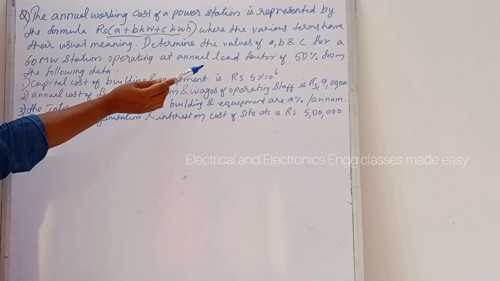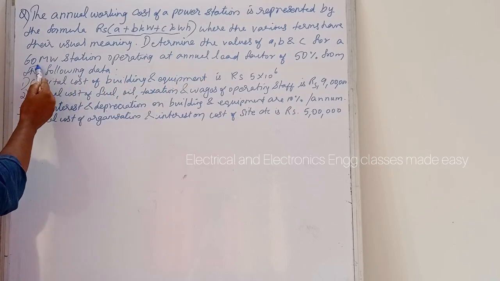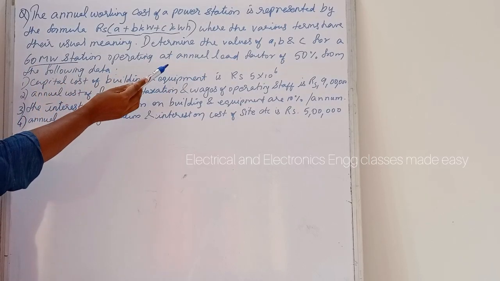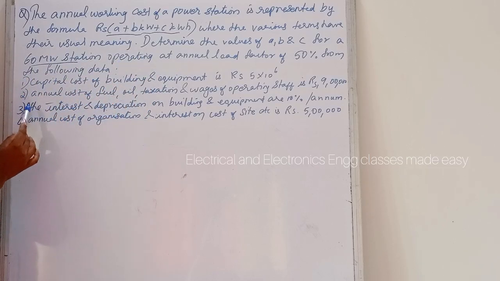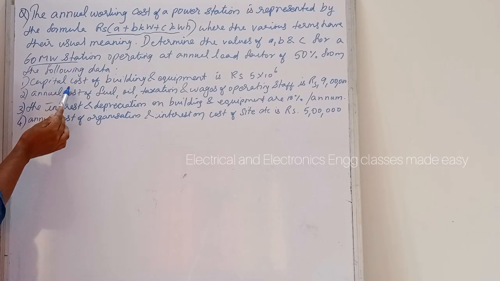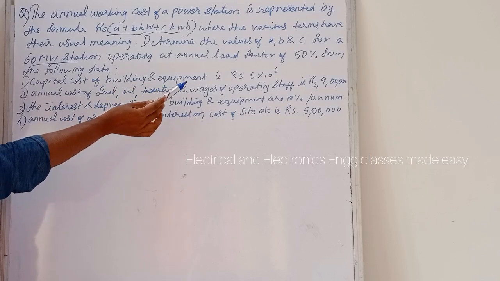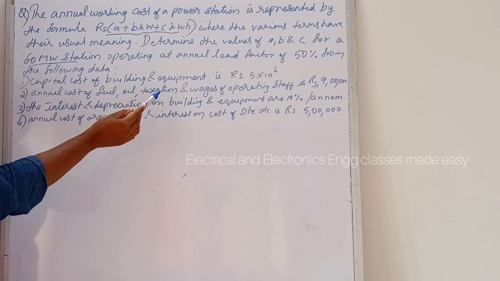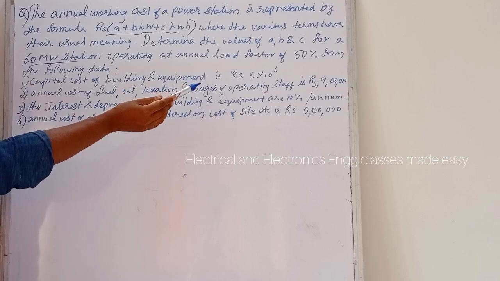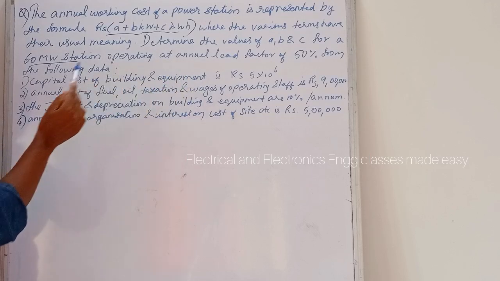Determine the values of A, B and C for a 60 megawatt station operating at annual load factor of 50% from the following data. The data given are: capital cost of building and equipment is rupees 5 into 10 raised to 6. Annual cost of fuel, oil, taxation and wages of operating staff is rupees 9 lakh.